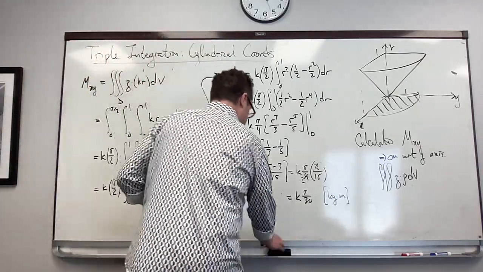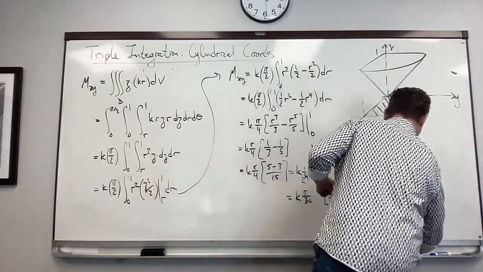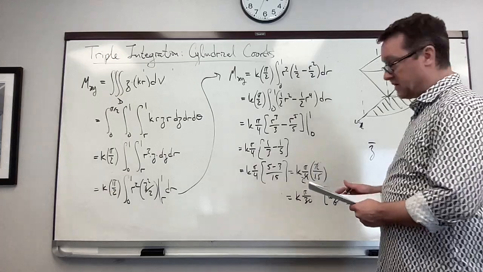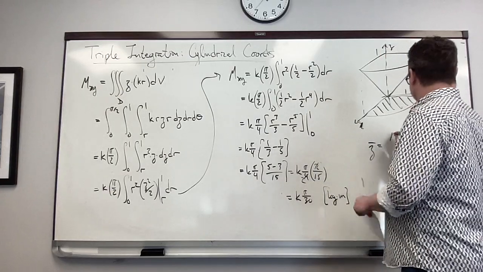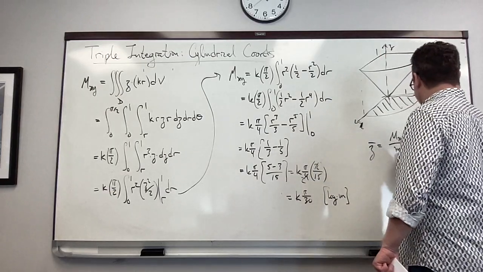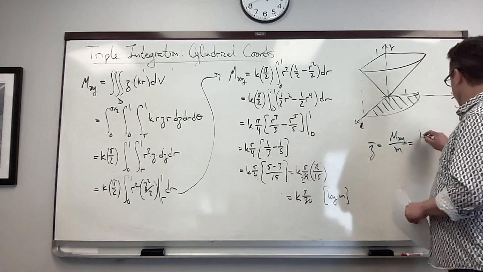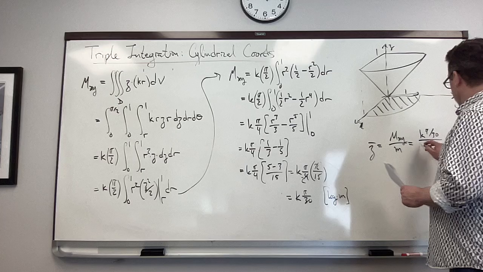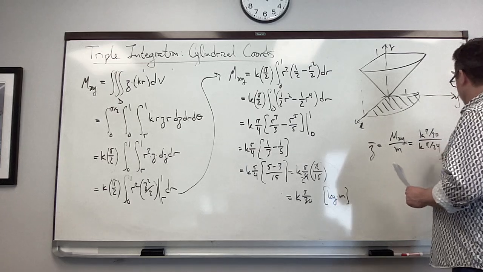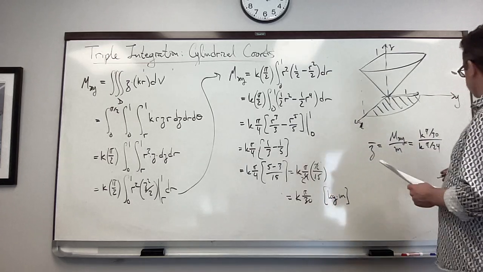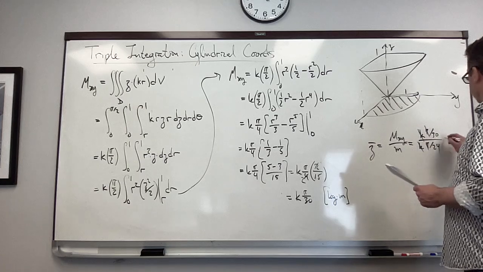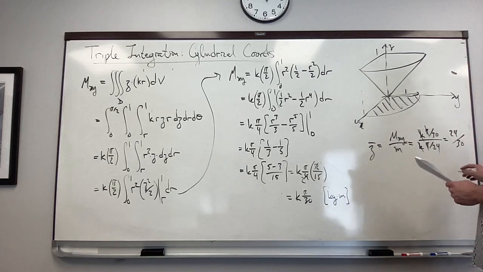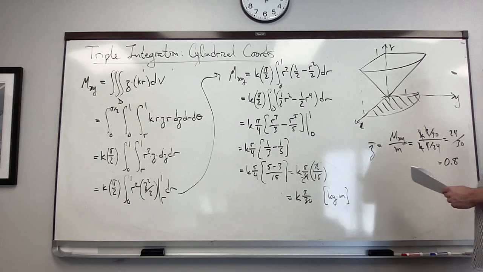So finally, the center of mass then, we usually write that like that, z with a bar on it, which is Mxy divided by M, is k pi over 30 divided by, what did I have before? K pi over 24. So k's cancel, pi's cancel. This is 24 over 30, because it's k over 30 over 24. So that is 0.8.